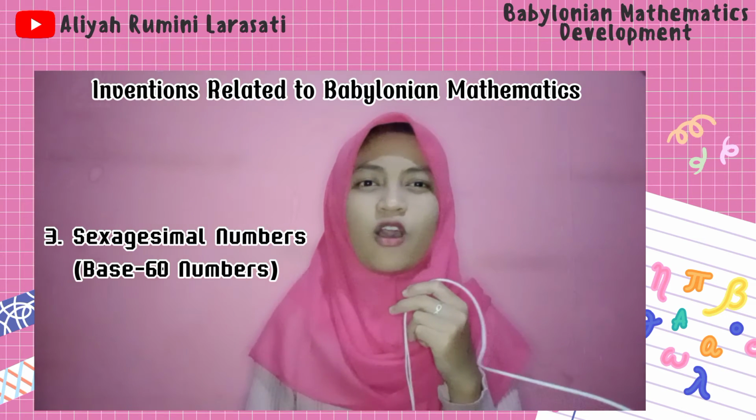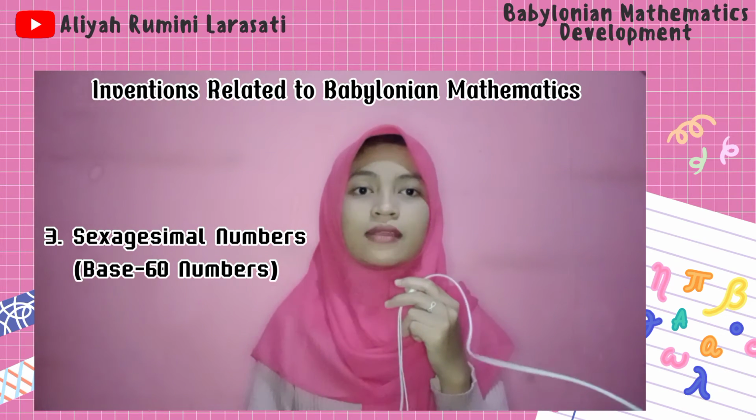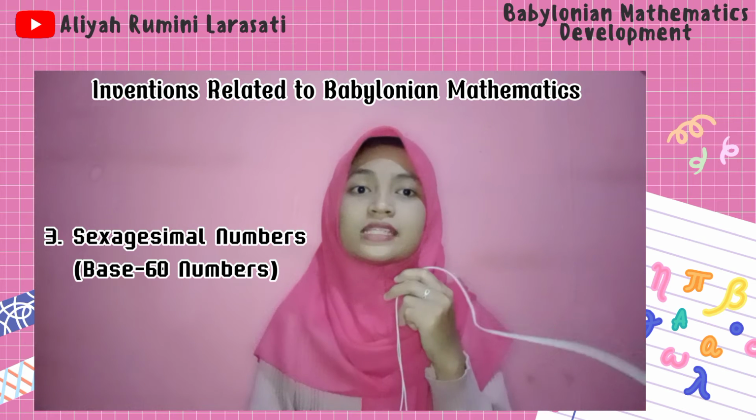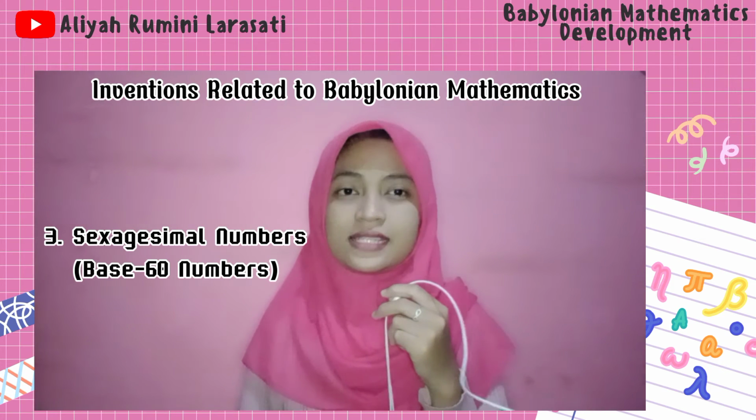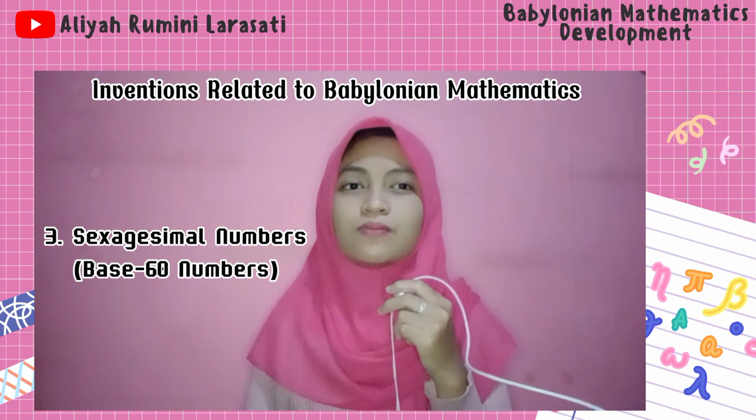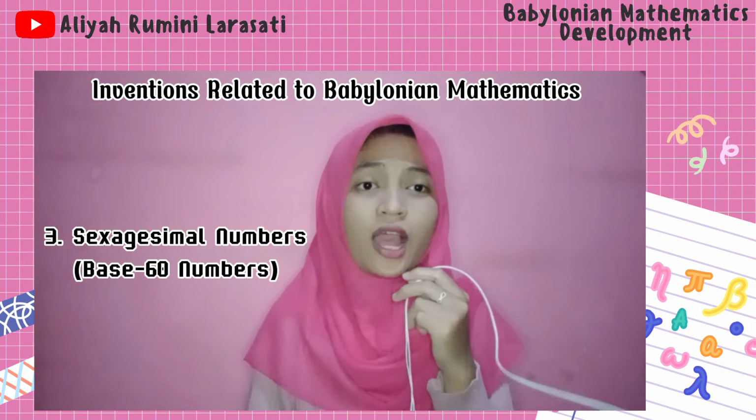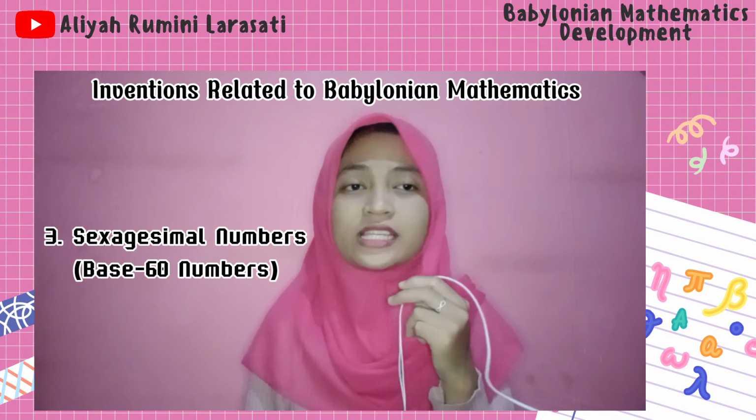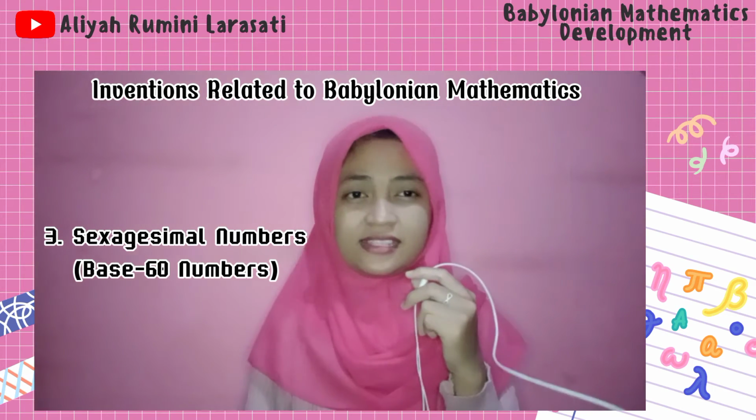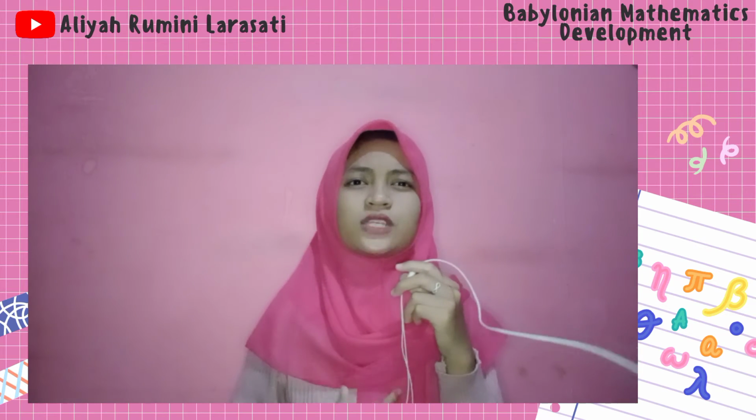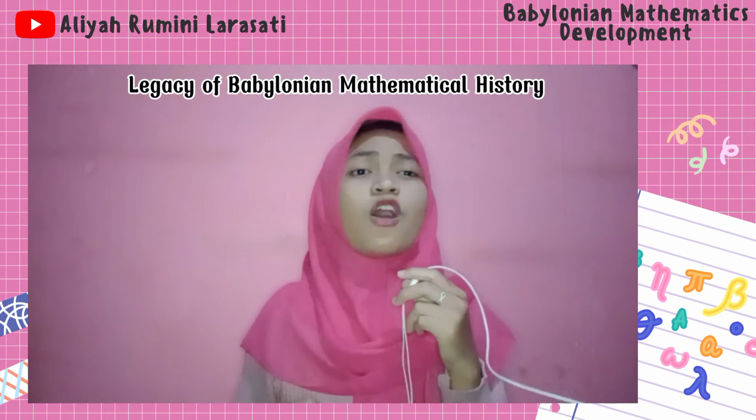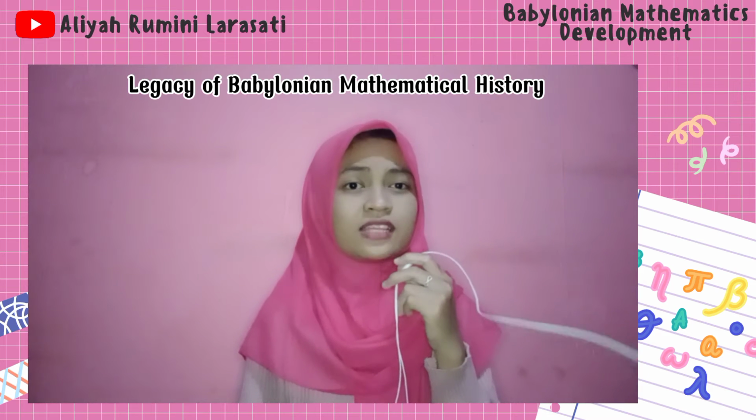The weakness of this system is that there is no zero symbol. The symbols for 1 and 60 are the same. In this case, the space bar also would not be able to help explain whether the symbol is 1 or 60. Okay, the next subchapter is the Legacy of Babylonian Mathematical History.